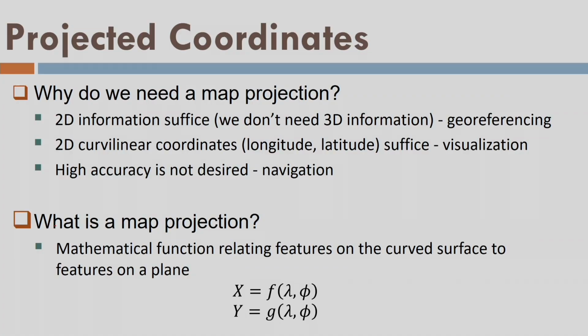A map projection is a mathematical function relating features on a curved surface to features on a plane. That means I have a two-dimensional coordinate system, that is lambda and phi, longitude and latitude, and I am converting them into some Cartesian coordinates x and y using some function or some transformation. Okay, you may ask, why should I convert it when I know that lambda phi is very convenient to use?